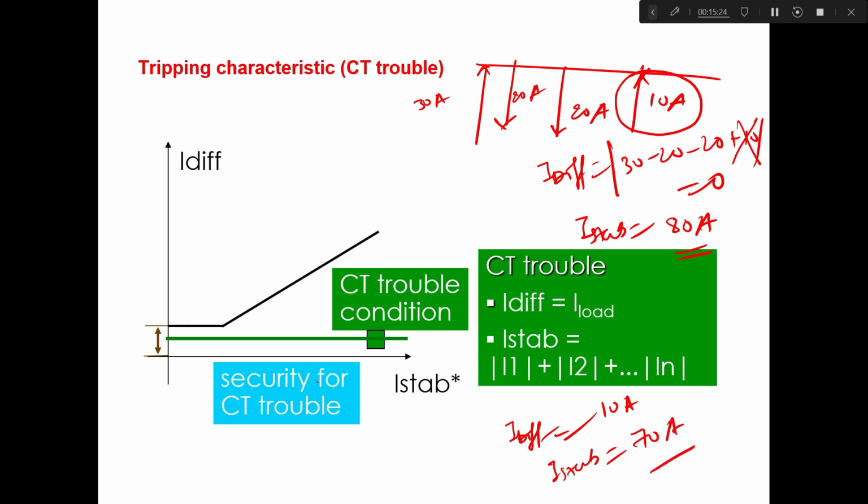So now if you see, you will have a constant differential current of 10 ampere. And why this 10? Because this feeder current is not coming. Suppose this feeder current is not coming to your relay, then the differential current measured by the relay will be 20 ampere. So your differential current depends upon which feeder current is not being measured by the relay.